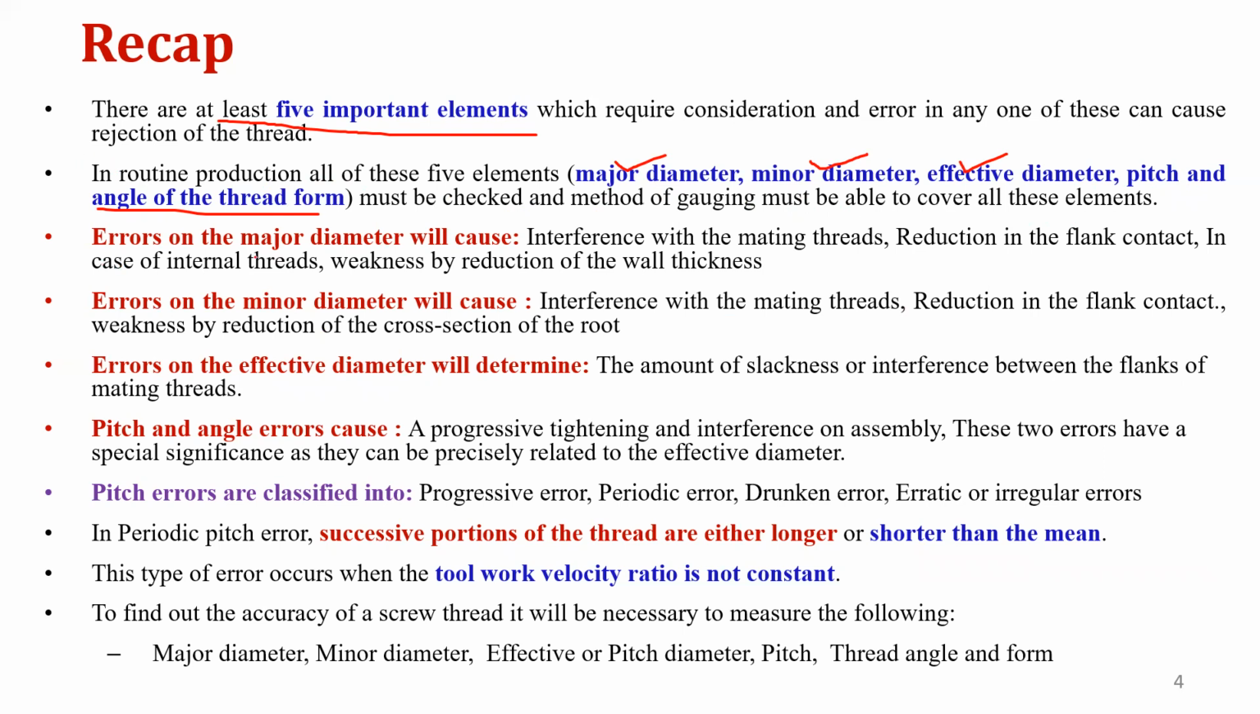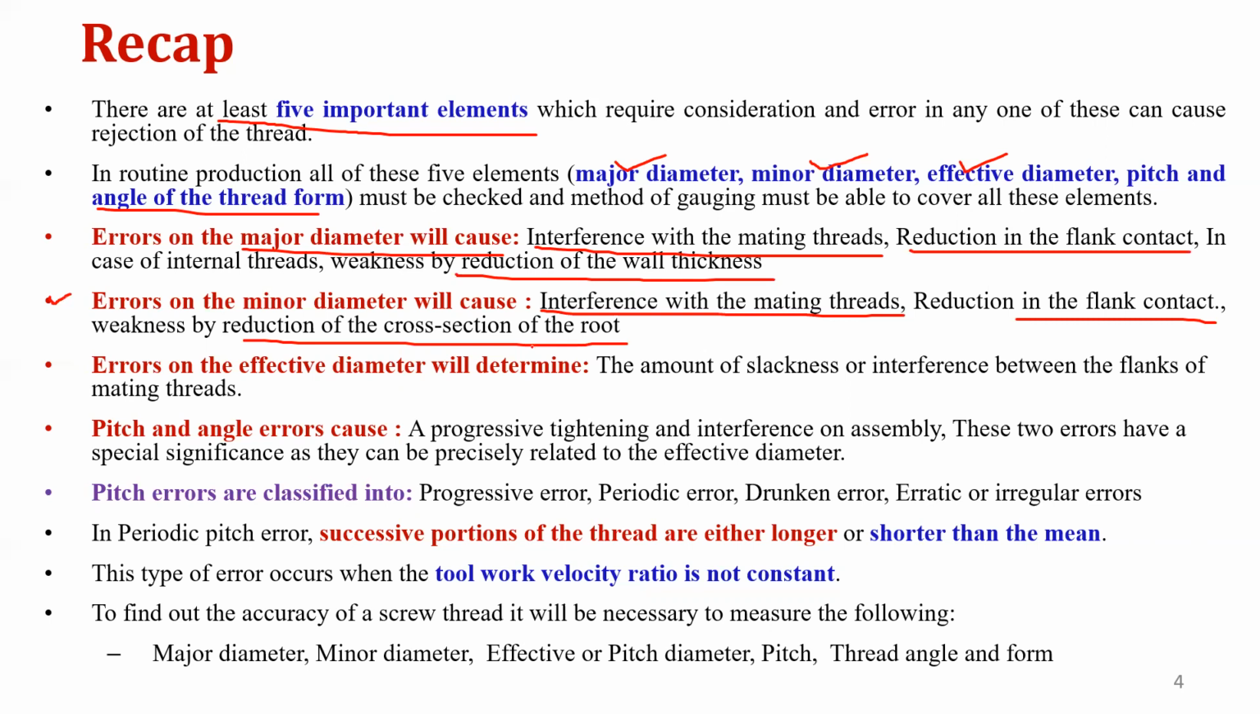Suppose there is an error on the major diameter, what will happen? The interference with the mating threads will occur, and it reduces the flank contact. In case of internal threads, the wall thickness can be reduced so that the screw thread can be weakened. Right, the strength of the screw thread can be reduced. So if there is any error in the minor diameter, that will cause interference with the mating threads. Similarly, it also reduces the flank contact, and also it reduces the cross section of the root, thereby weakening the strength of the thread.